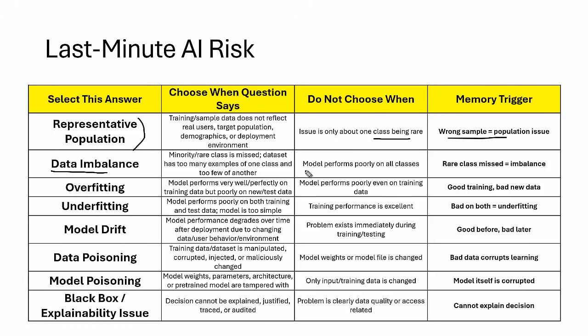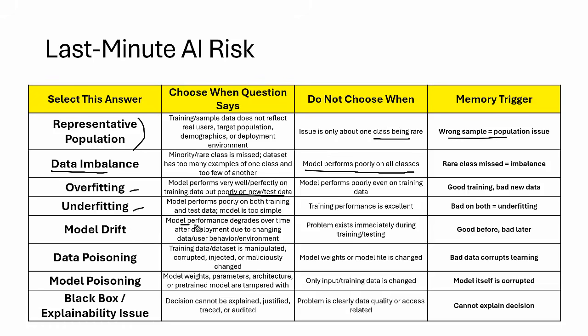Do not choose it when the model performs poorly on classes. A rare class equals imbalance. Overfitting: select this answer if the question says the model performs very well, perfectly, on training data but poorly on new data sets. Underfitting: we have to select this if the question says the model performs poorly on both training and test data, meaning the model is too simple.